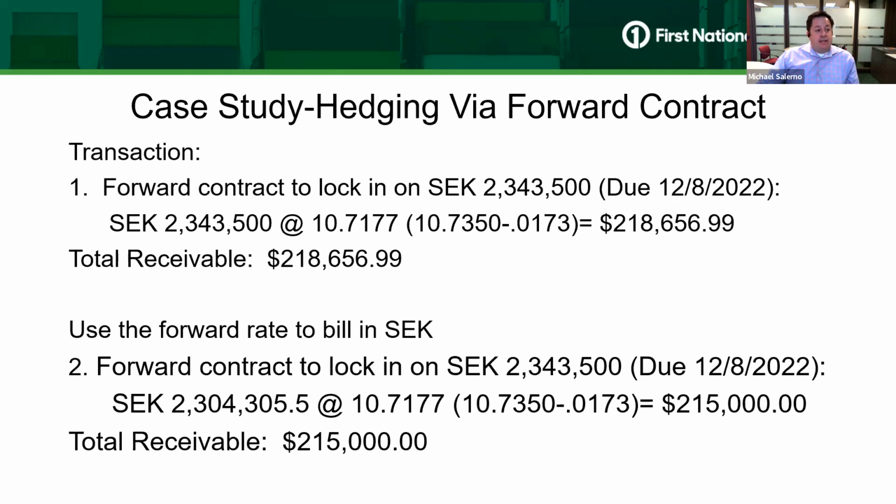What we were able to do on this transaction is saying, okay, the spot rate is 10.7350. The forward points, so basically to lock in that rate at 30 days, was 0.0173. That gave them the all-in rate of 10.7177.